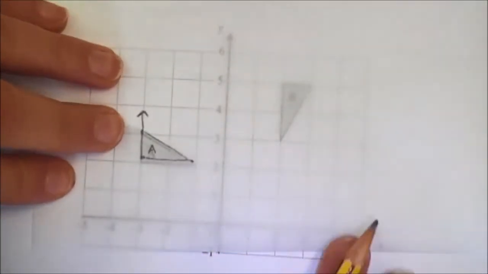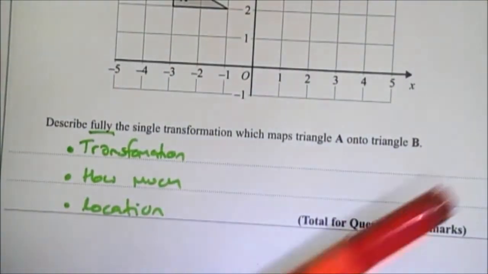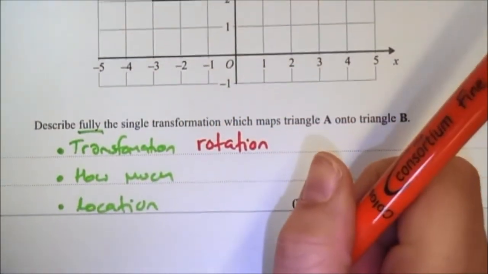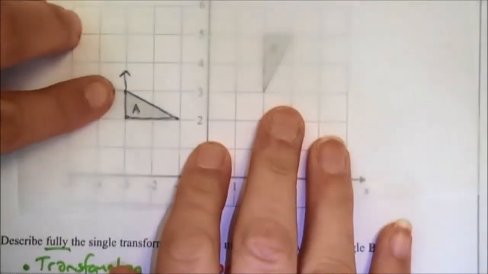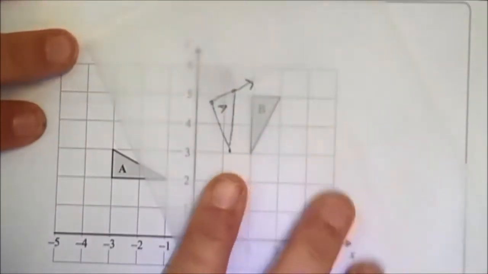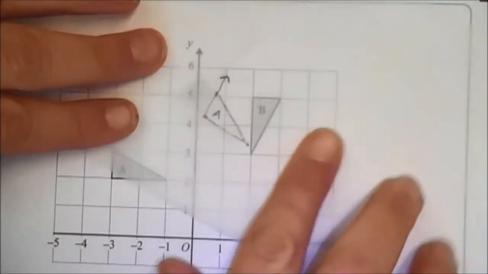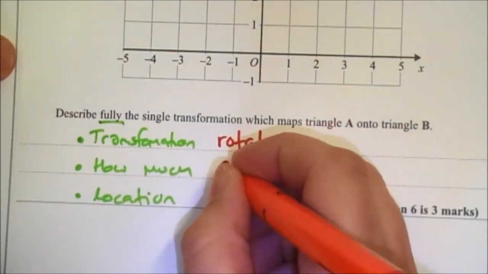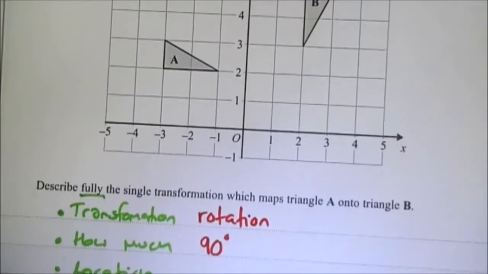Now, rotation is where I'm going to get my first mark from. So I'm going to write down there that this has been a rotation. Now I need to look how much it's been rotated. So this is where my arrow comes in handy. It's gone from what would be 12 o'clock to, when it's on that shape, 3 o'clock. So to get from 12 o'clock to 3 o'clock, it's done a quarter turn, which is actually 90 degrees. Now that's the easiest bit done because you can see it's a rotation and you can see it's 90 degrees.